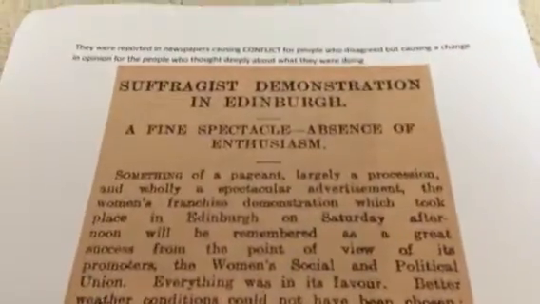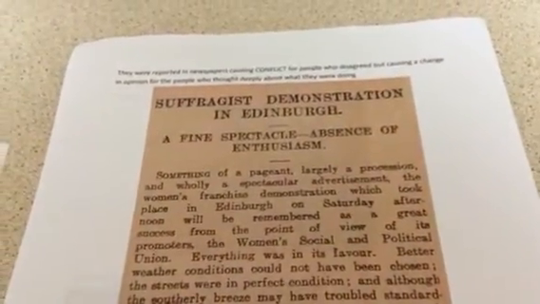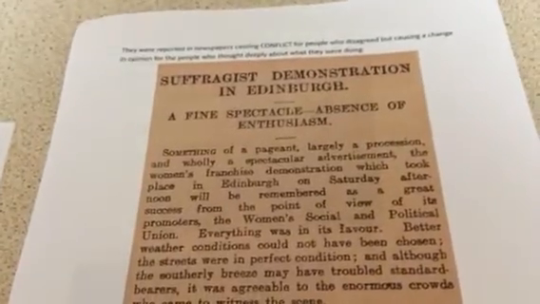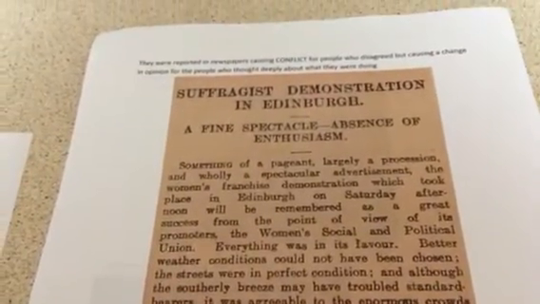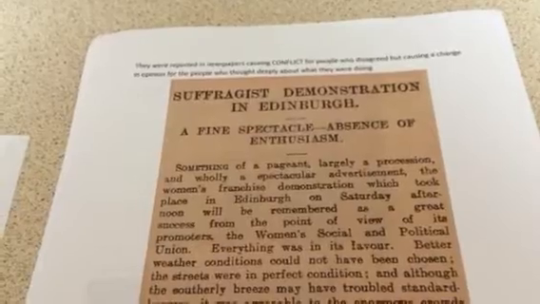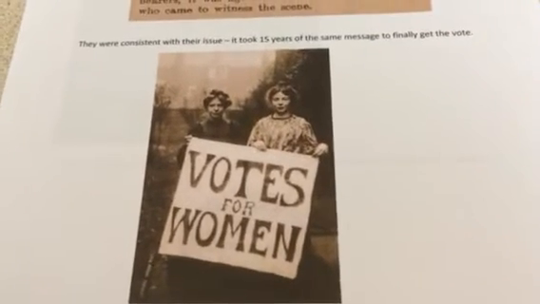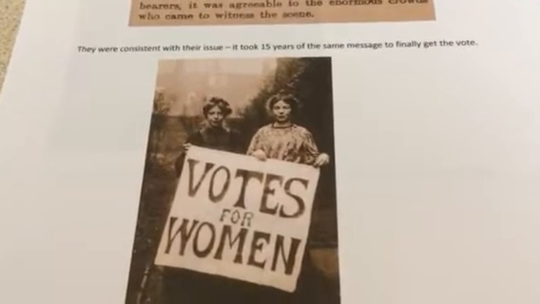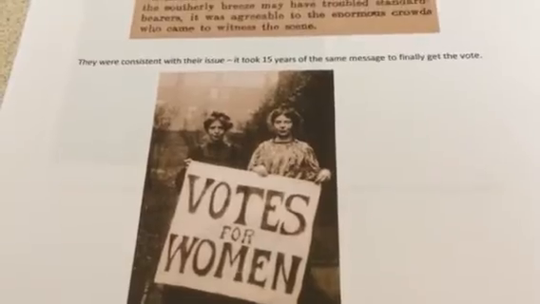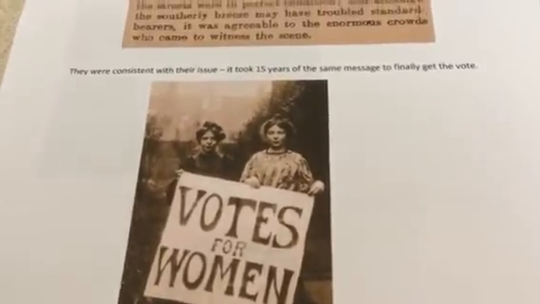2, they caused conflict within the majority. Some men dismissed them as troublemakers, but others dealt with the conflict of not wanting votes for women by thinking about it more deeply and changing their viewpoint towards that of the minority. 3, they were consistent with their issue. They campaigned for 15 years for the same issue, votes for women, until they were granted it in 1914.